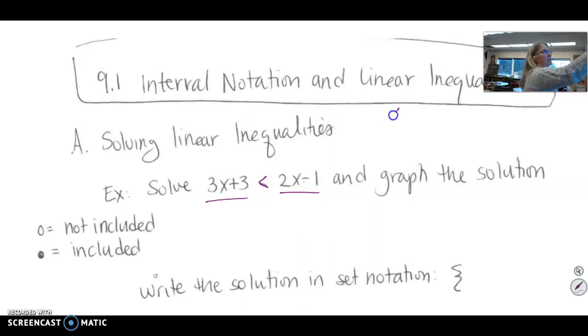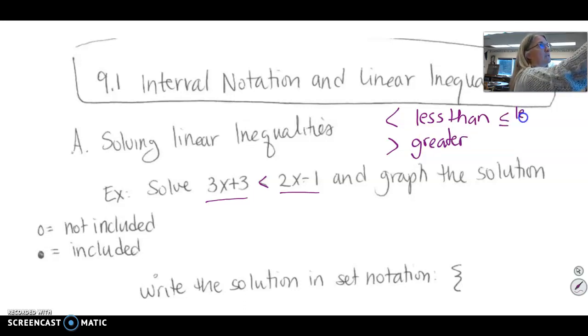So recall that inequalities are going to involve one of these symbols rather than an equal sign. So less than, this is greater than, or you might see less than or equal to, and then greater than or equal to.